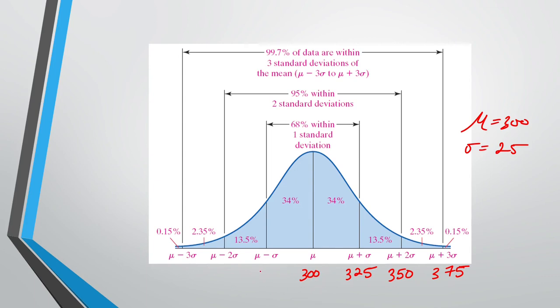300 minus 25 is 275. 275 minus 25 is 250. And 250 minus 25 is 225.